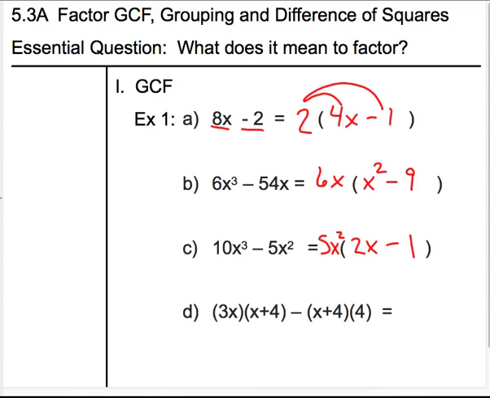At the bottom here we have 3x times the quantity x plus 4 minus the quantity x plus 4 times 4. So this looks a little bit different. It doesn't quite look like it's a greatest common factor, but if you notice, each term does have an x plus 4. So we're actually going to be factoring out the binomial x plus 4. And then when we factor that out, looking at the first term, we have a 3x left. Looking at the second term, we have a minus 4.